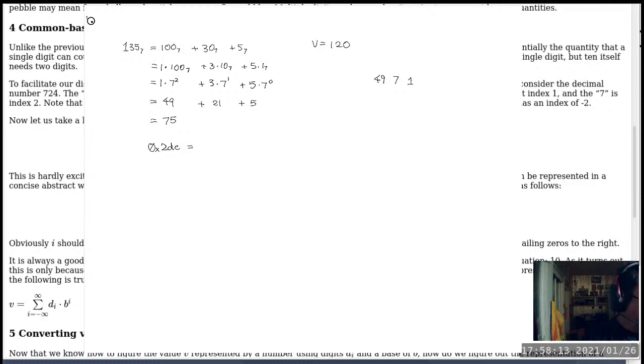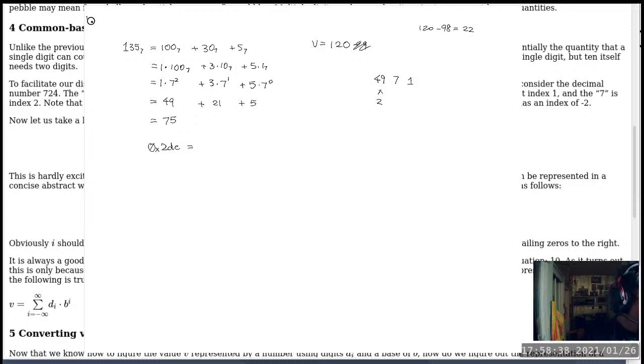So what we do is divide 120 by 49. We got 2 of those, right? So we say there are 2 49s. After 2 49s, how much do we have left? 120 minus 98, that would be 22 left.